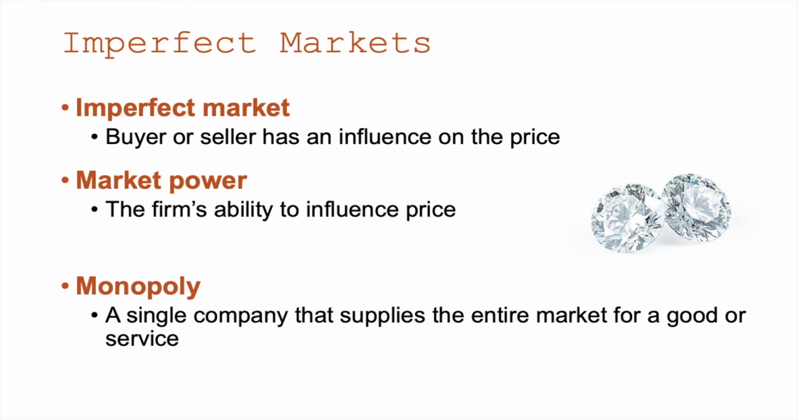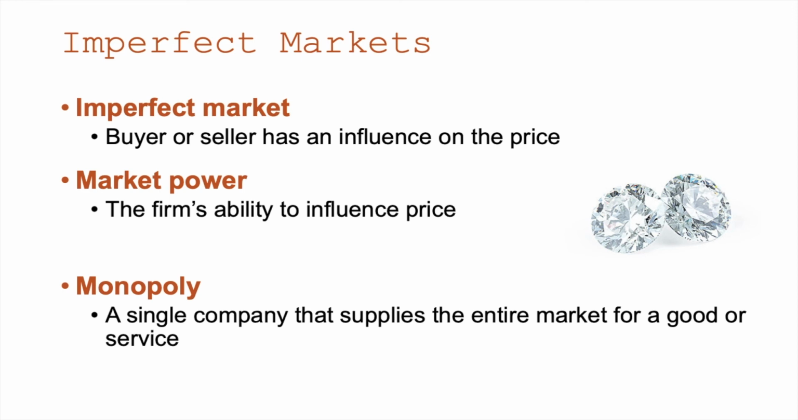All right, so not all markets are competitive or perfectly competitive. Sometimes they are imperfect. We say a market is imperfect when one of those groups, buyer or seller, has influence on the price. We typically talk about it from the seller's perspective. A lot of times sellers do have control over the price, and we call that ability to influence price market power. And there's different degrees of market power.